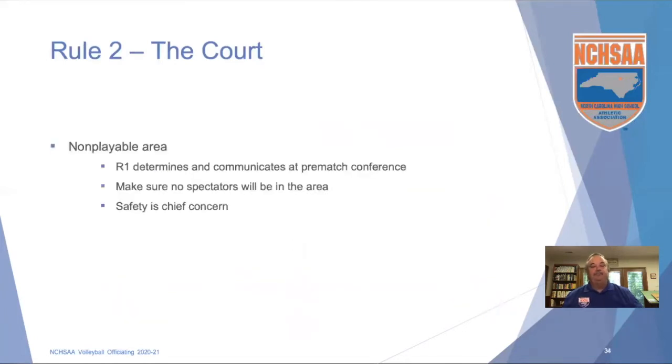All right. So the key thing about the court is determining what is playable and not playable. The R1 is going to determine and communicate that to the teams at the pre-match conference. So when I enter a gym, I usually like to walk around with the R2 and potentially even the line judges, if we have line judges from our association, and look at everything. Look at the overhead obstructions, look at the bleachers, etc.